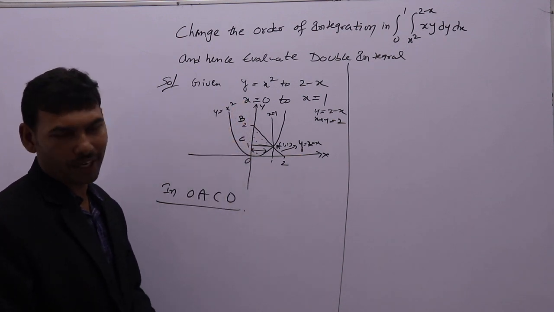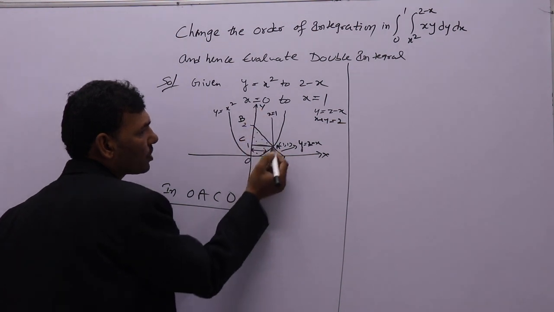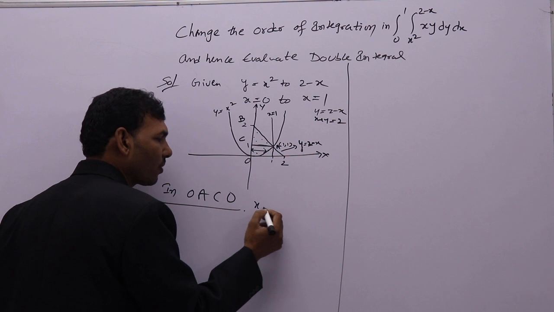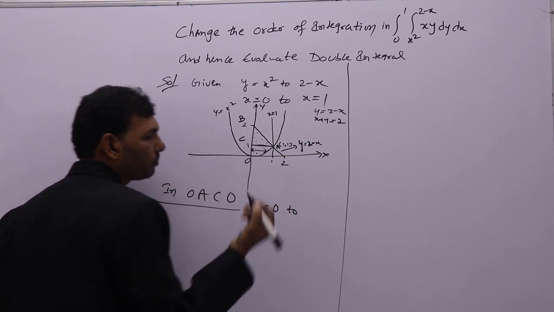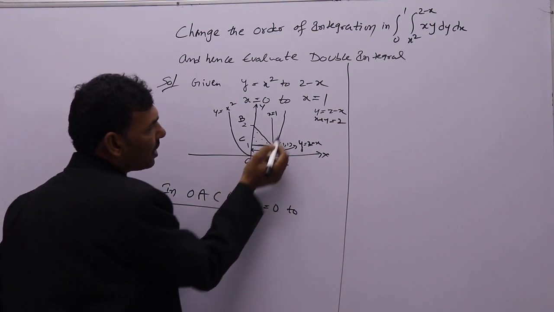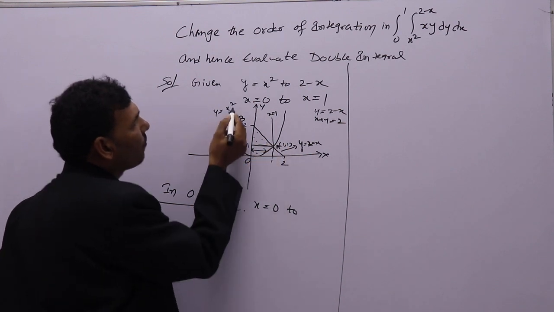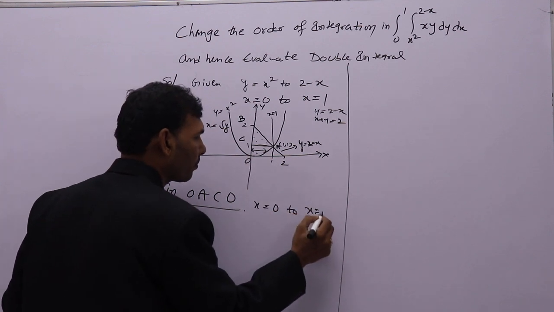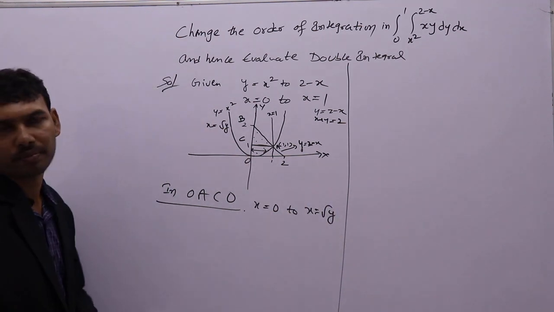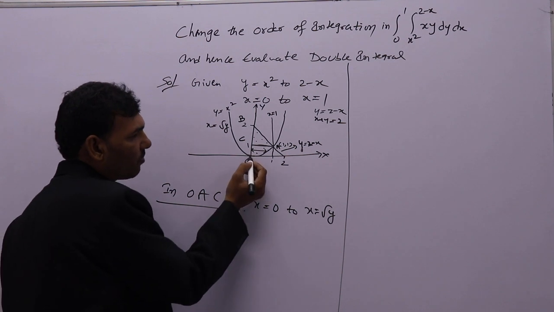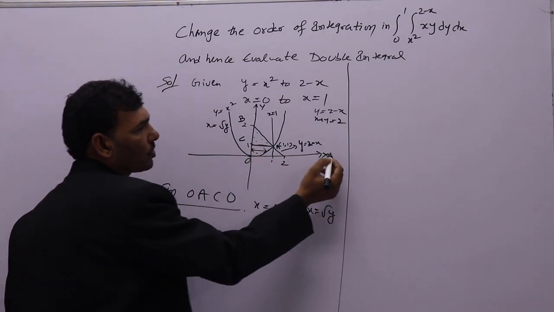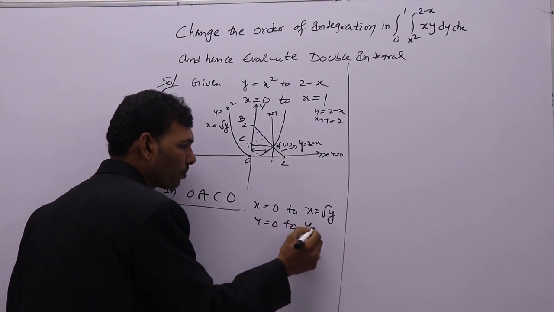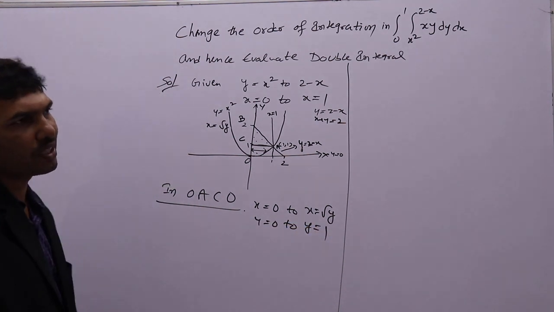In OACO, if you take a strip parallel to the x-axis, this gives the limits of x in terms of y. So this is from the y-axis to this line. So x equal to 0 to this line. What is the name of this line? y equal to x square, so x equal to root y. What about the y limits? Y will be from here to here, so y equal to 0 to y equal to 1. This is the first region.